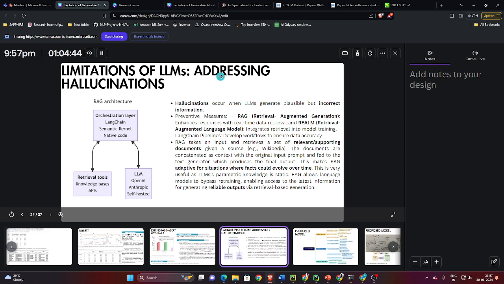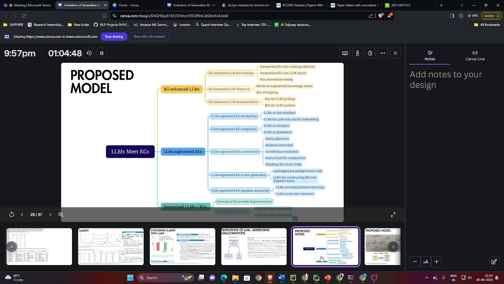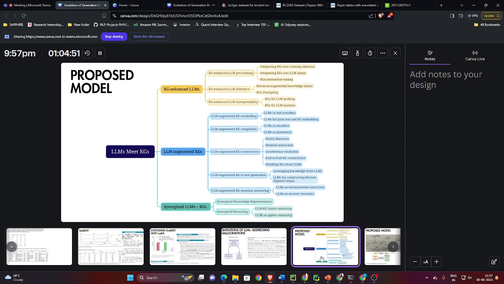This one was addressing hallucinations using RAG pipelines. Now we come to the synergy between LLMs and knowledge graphs: why knowledge graphs are important, how we can build them using LLMs, how we can use these knowledge graphs to retrieve the information that we want, and how we would proceed.